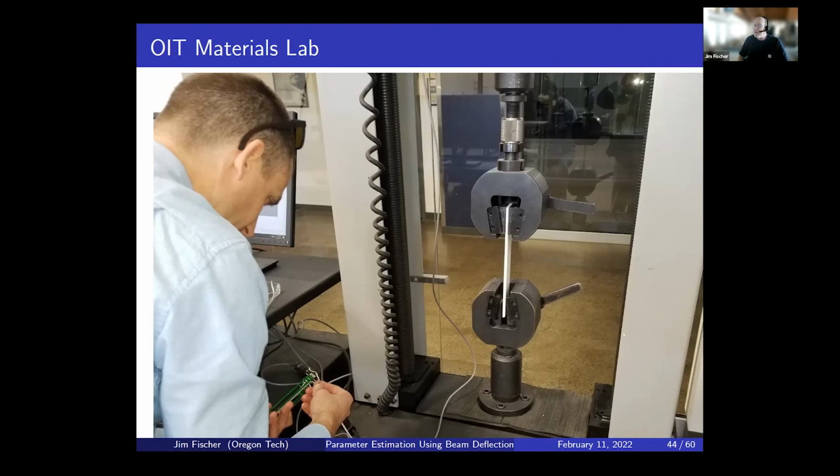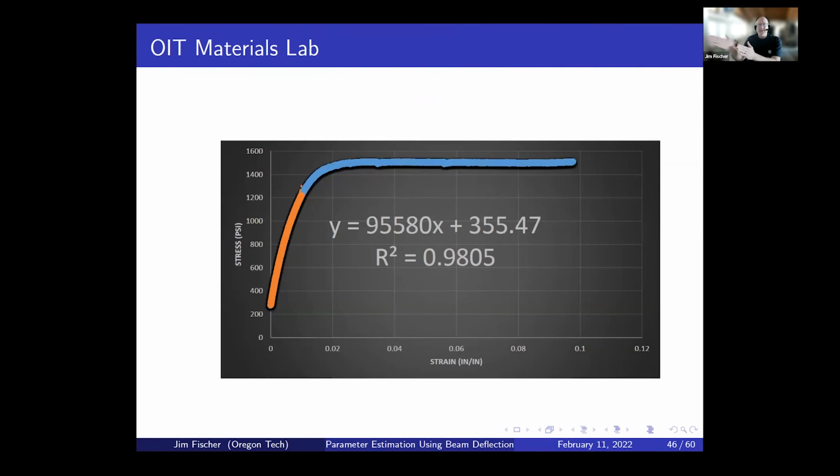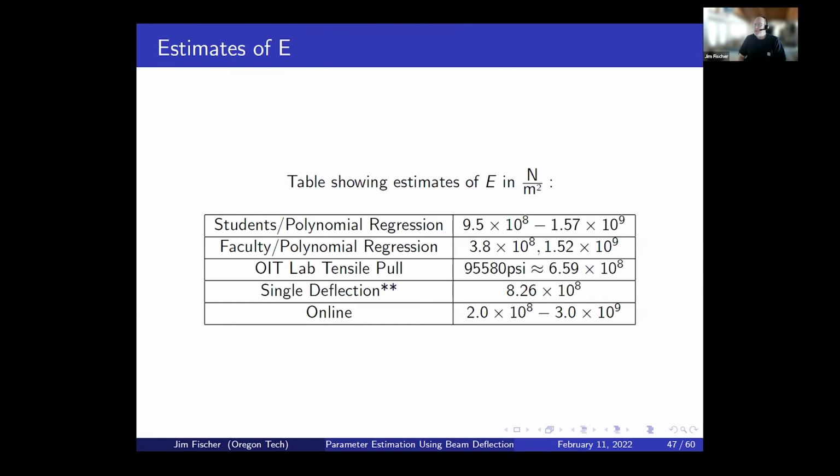And right before it breaks, it goes into, say, a plastic. It's elastic until it just becomes distorted and then breaks. And the slope of this line, we're looking at stress versus strain here, the slope of that orange line is computed through the computer on the machine, and that slope is your Young's modulus. And with that machine, they found it to be about 6.59 gigapascals, or times 10 to the 8th newtons per meter squared. The single deflection is pretty close at 8.26, and then the online value I looked up is PVC essentially. If you look up PVC rectangular, the PVC material itself, you get a various range of values.